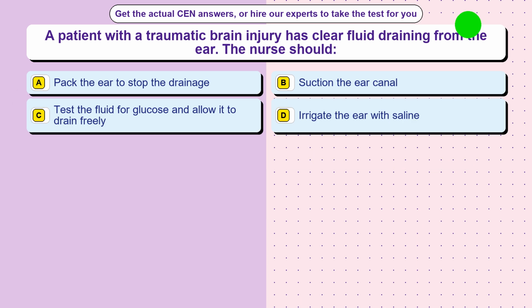Question 6. A patient with a traumatic brain injury has clear fluid draining from the ear. The nurse should: Option A, pack the ear to stop the drainage. Option B, suction the ear canal. Option C, test the fluid for glucose and allow it to drain freely. Option D, irrigate the ear with saline.